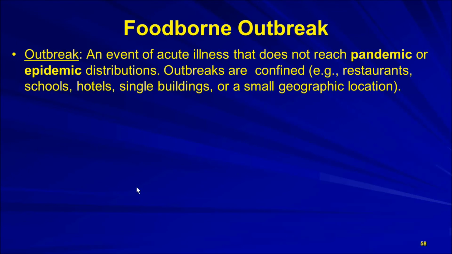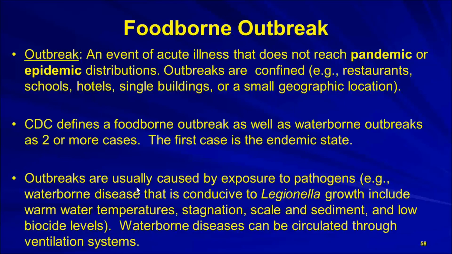Outbreaks are confined to a small geographic location, and we have a list here. They're restricted to restaurants, schools, hotels, single buildings, or a small geographic area. The most common one that you've heard about is Legionnaire's disease, and I'll talk a little bit more about that in a minute. Now, the CDC has specific criteria. The Centers for Disease Control, with headquarters in Atlanta, the closest one to us is in Chicago. When we look at a food outbreak, it's 2 or more cases.